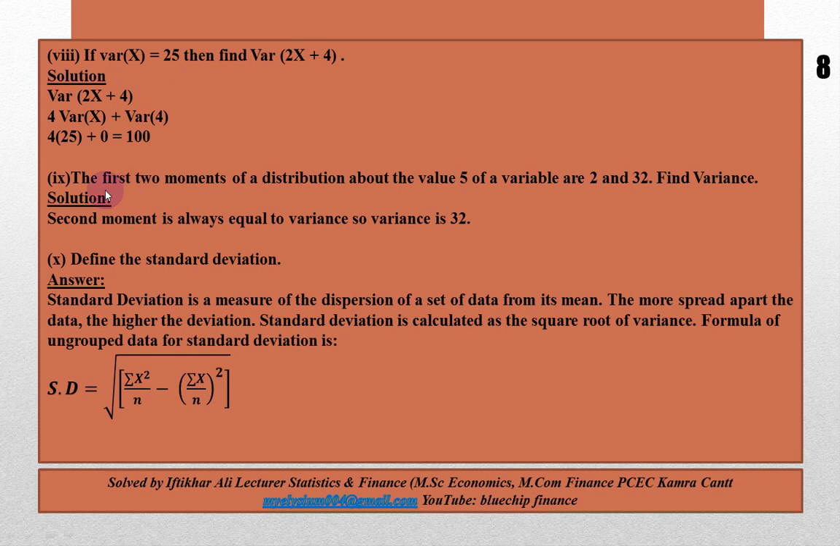Question number 9: the first two moments of a distribution about the value 5 of a variable are 2 and 32. Find the variance. Solution: the second moment is always equal to variance, so variance is 32.